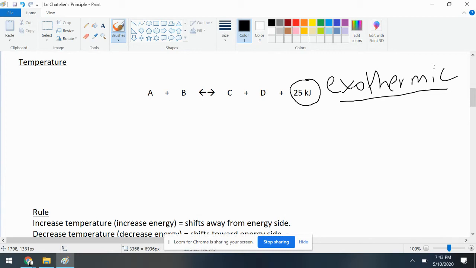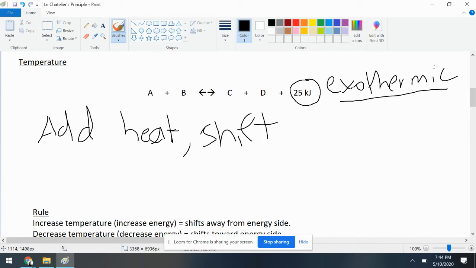All right, so here's a scenario. Once the system has reached equilibrium, I decide to add more heat. What's going to happen this time? Where's the stress coming from? Again, notice the heat is on the right side, 25 kilojoules. So you add heat, and the stress is coming from the right side. So the system has to shift to the left.